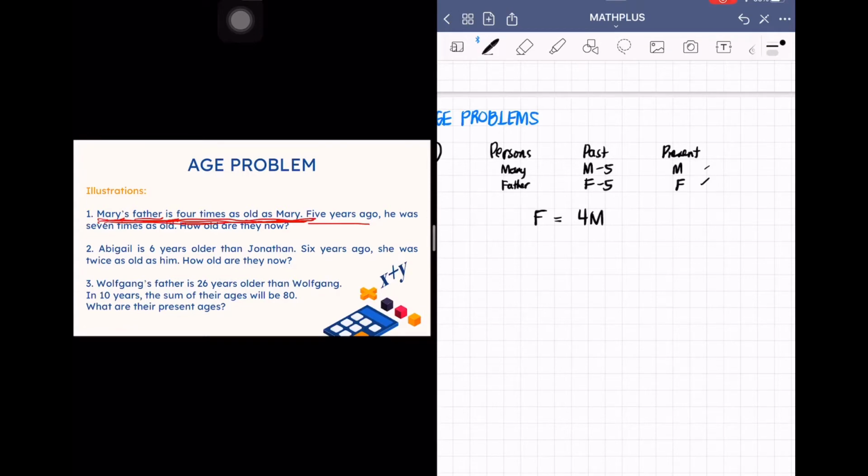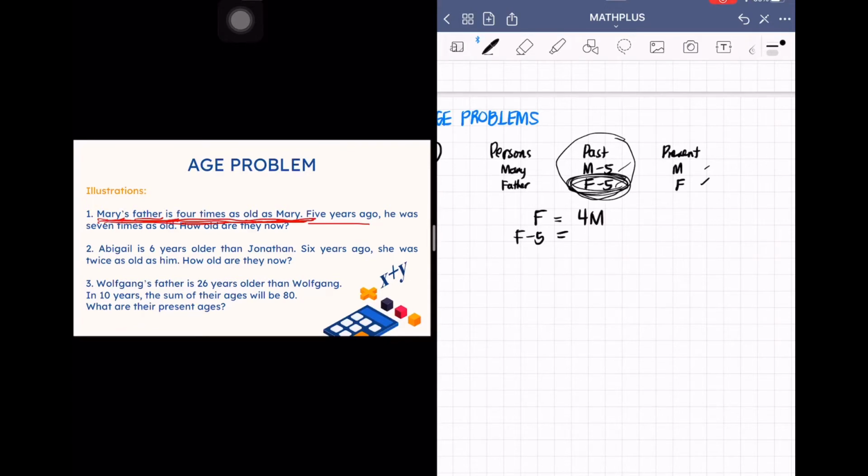That's at present time. 5 years ago, which means we're going to shift here. Ito na yung representation that we will be using. He was, ibig sabihin, we were referring to father. Father, that's F minus 5. This is his age 5 years ago.